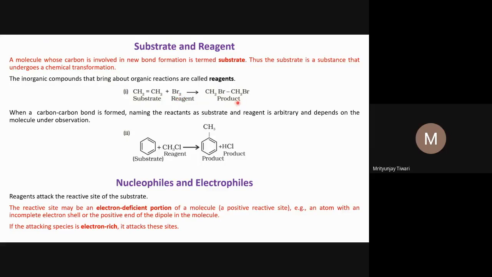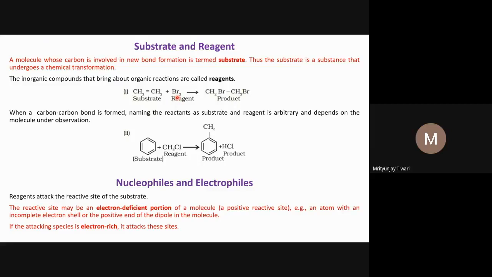The inorganic molecule is called a reagent. This is the product, and this is the substrate because a new bond is formed. This C and Br bond is a new bond. A carbon-bromine bond is formed here, and here also a carbon-bromine bond is formed. And this substrate, this reactant, is providing carbon to the new bond. In this carbon-bromine bond, carbon is provided by the ethylene molecule, so this is the substrate, and the bromine, the other molecule, is the reagent, which is also an inorganic molecule, which means reagents are usually inorganic molecules, other than a few cases.